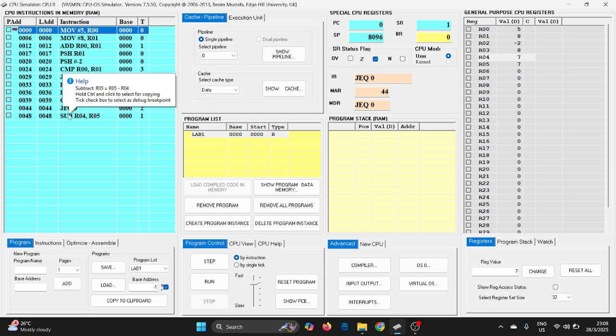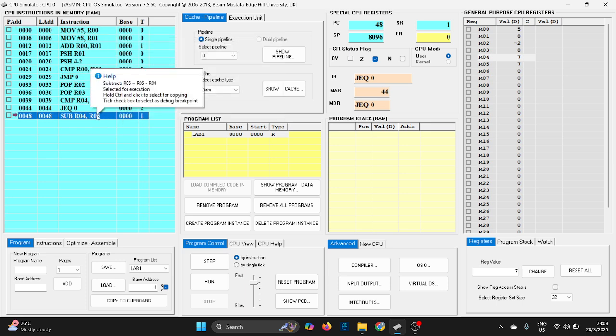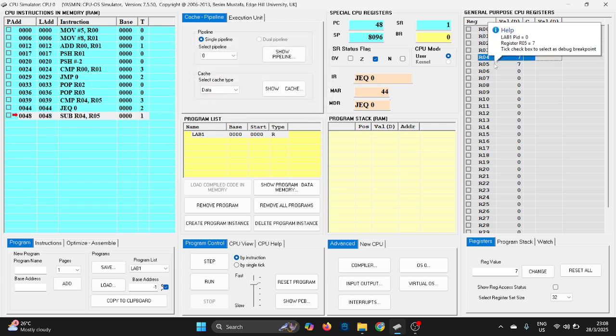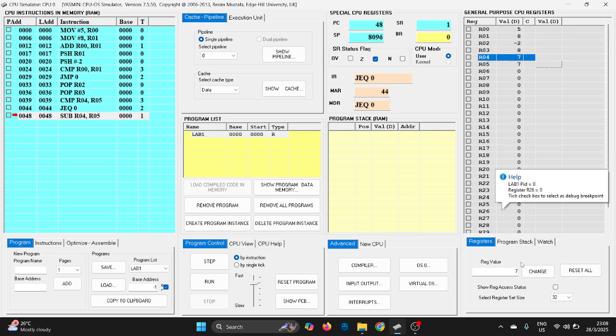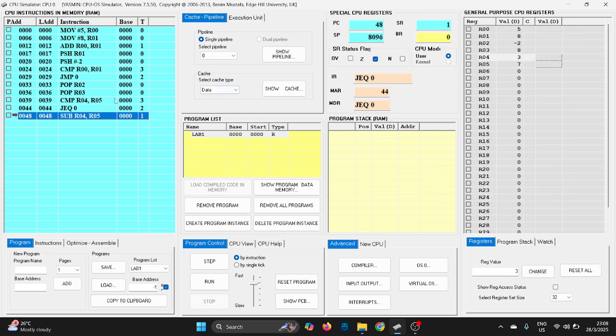Okay, for the last instruction, sub R05 and R04. I put the R04 value as 3. So 7 minus 3 is equal to 4, and the answer is at R05.